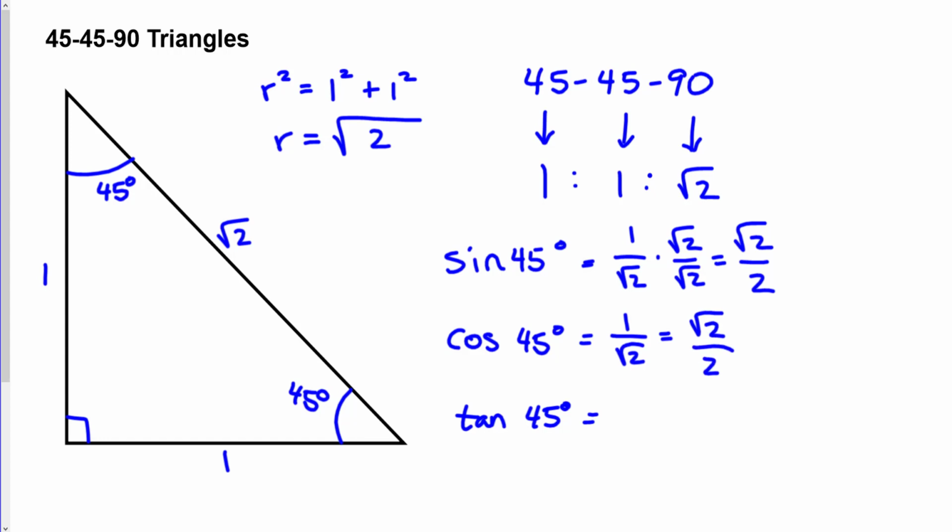You get the same result. So sine and cosine are the exact same value at 45 degrees. Tangent of 45 degrees is opposite over adjacent. It ends up just being 1.